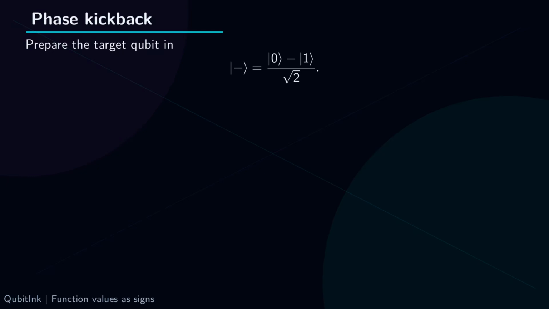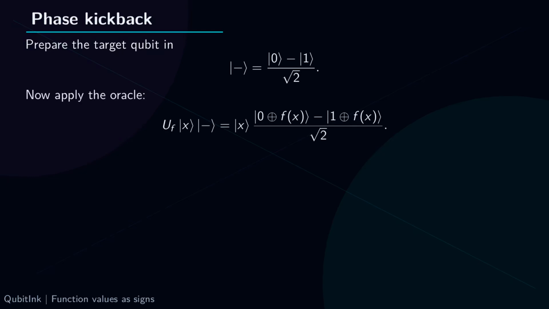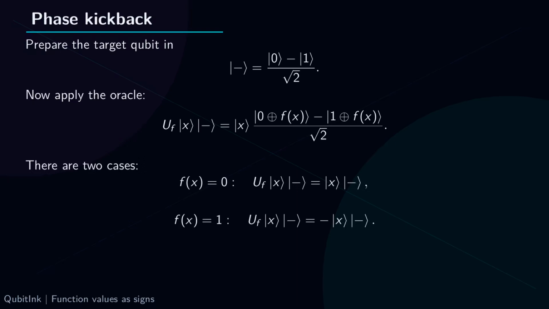Prepare the target qubit in ket minus, which is ket 0 minus ket 1, divided by the square root of 2. Now apply the oracle. The target becomes ket 0 xor f of x, minus ket 1 xor f of x, divided by the square root of 2. If f of x equals 0, nothing changes, and the target remains ket minus. If f of x equals 1, the two basis states are swapped, which turns ket minus into minus ket minus.